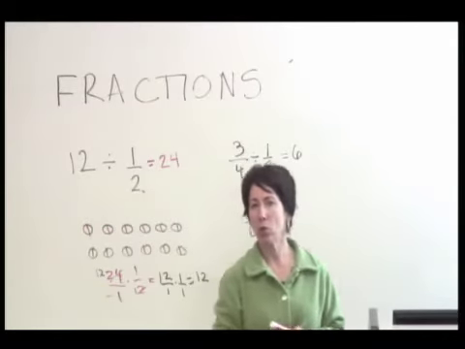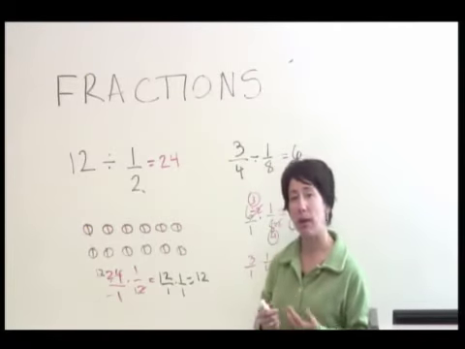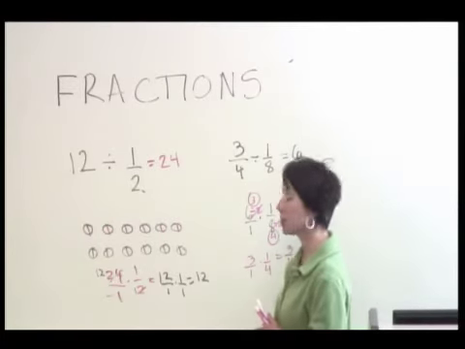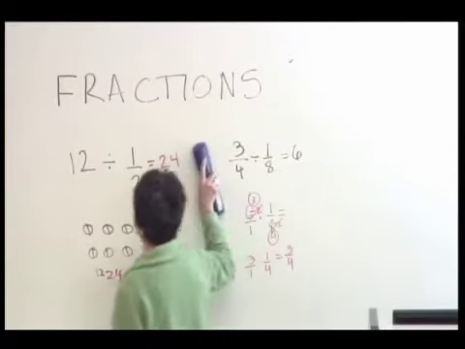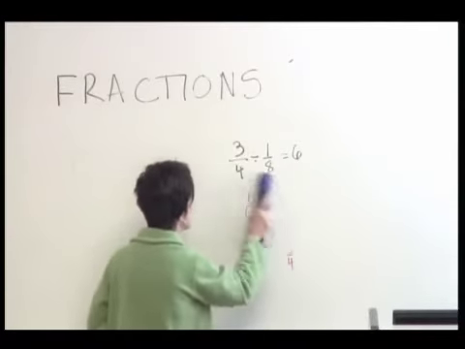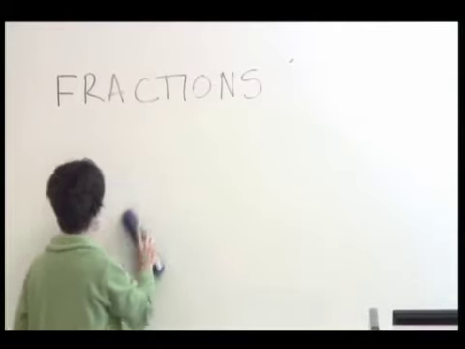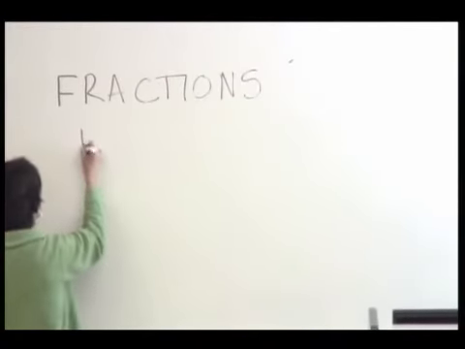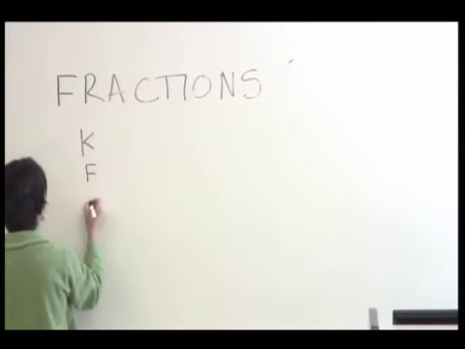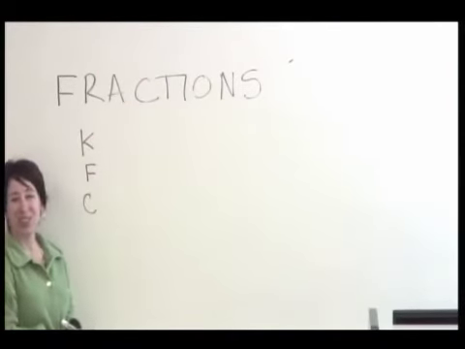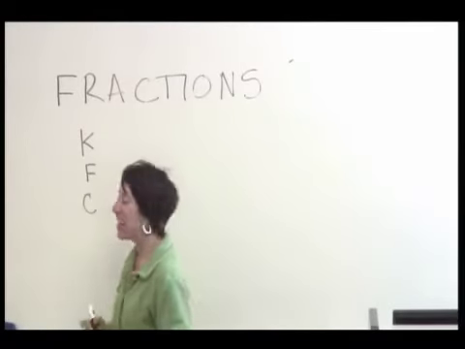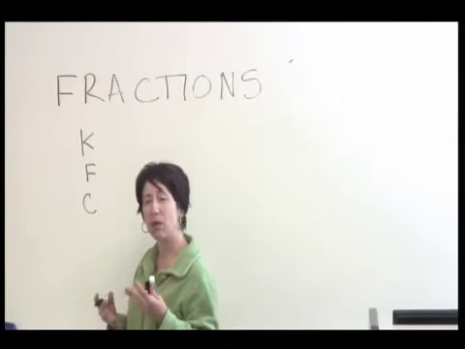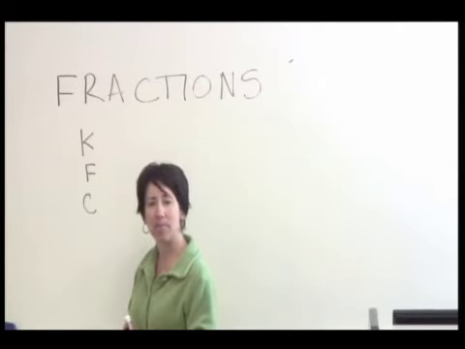So how do we have a mathematical rule to follow every time we divide our fractions? Let's look at this. We're going to use KFC. KFC, when we're dividing fractions, there's only going to be 2 fractions that we can divide. Whenever we divide, we can only divide 2 numbers at a time.